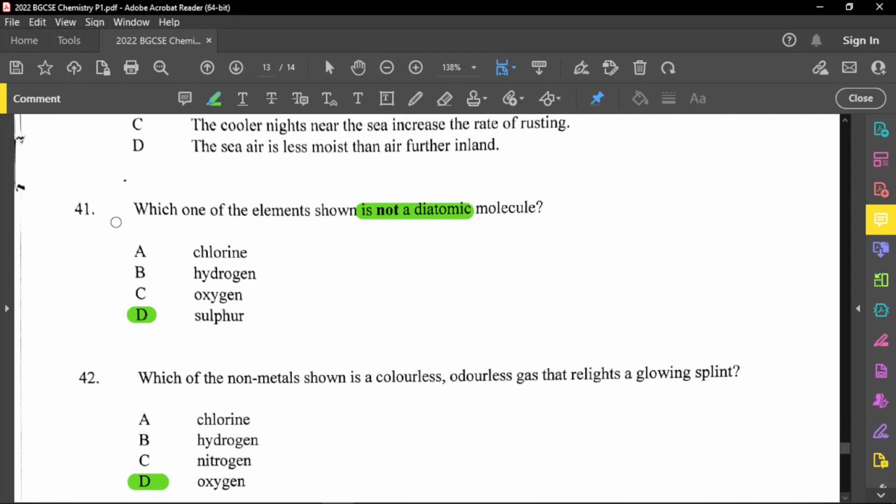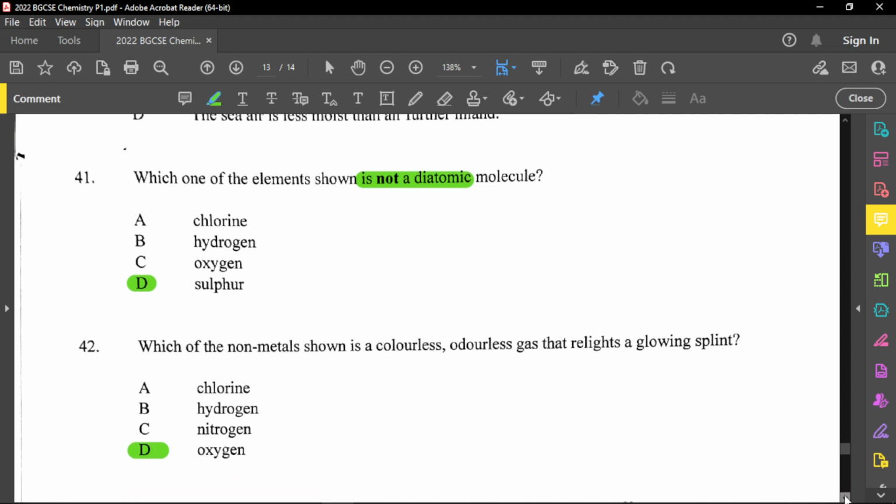Question 41: which one of these elements shown is not a diatomic molecule? This is a similar question to the one we did with the monatomic elements up there. Now we'll talk about diatomic. Chlorine, as we mentioned, yes. Hydrogen, yes. Oxygen, yes. Sulfur is not a diatomic molecule at all. No debating about that one. So let's go to 42.